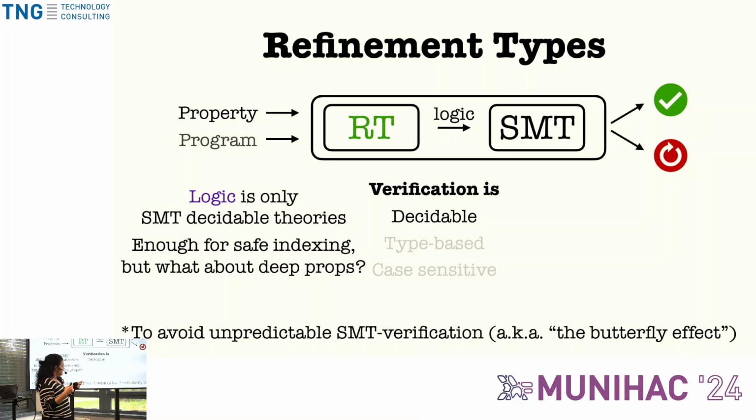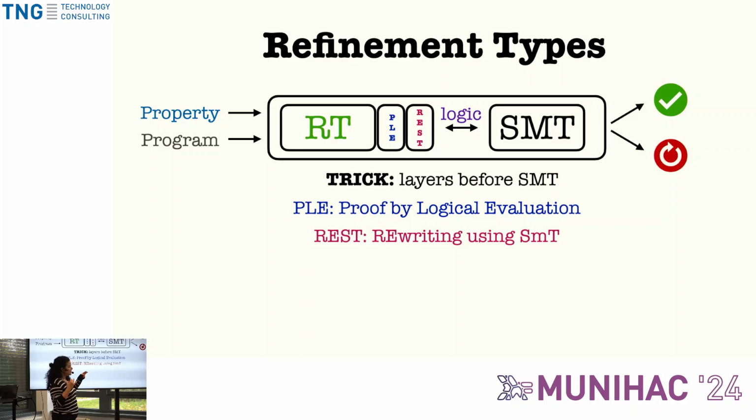And how do you do this more advanced verification? As we saw, to do more advanced verification, we use these tactics, which essentially are layers that you put before you send the queries to the SMT solver. So we saw PLE, proof by logical evaluation, that is essentially doing function unfolding before you send the queries, and we saw these rewriting rules that, again, are semi-experimental, they work well, but on very small things. And all this processing happens before the SMT.